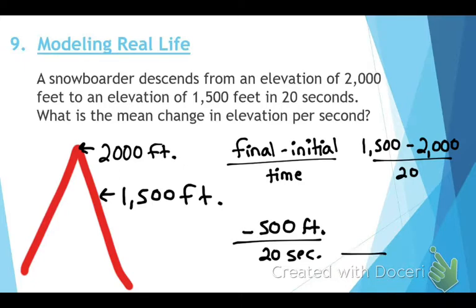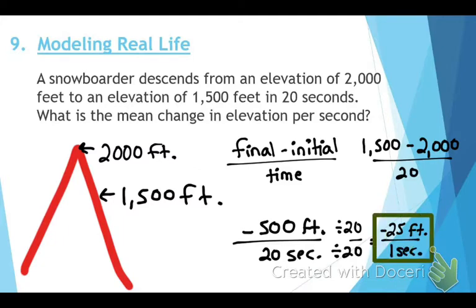So how do I get this 20 to turn into a 1? I'm going to divide by 20 on top, and I will divide by 20 on bottom. When you guys did the division, what's negative 500 divided by 20? Negative 25 feet. A lot of people forgot that negative. Here's what happened. He went down 25 feet every single second. And that's how, at the end of 20 seconds, he had gone down 500 feet.